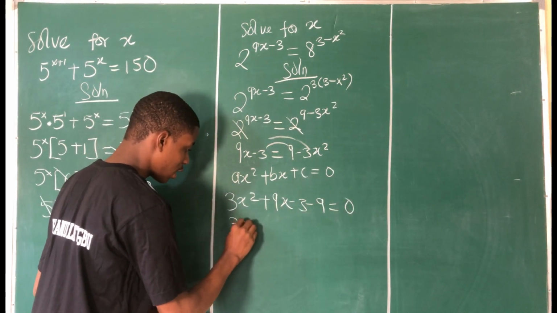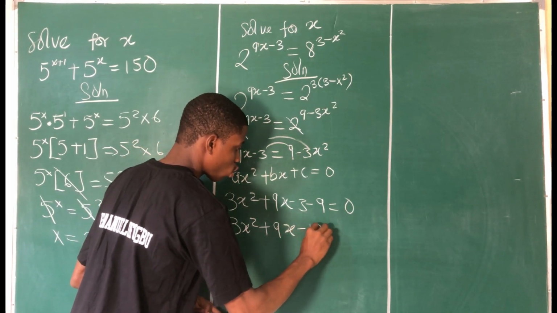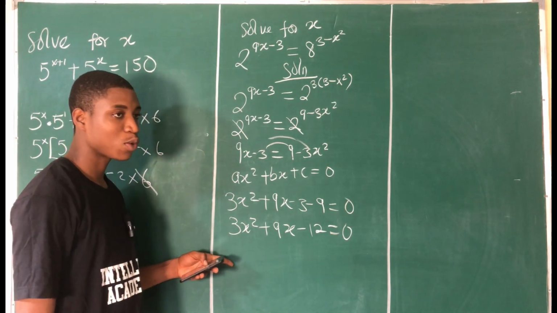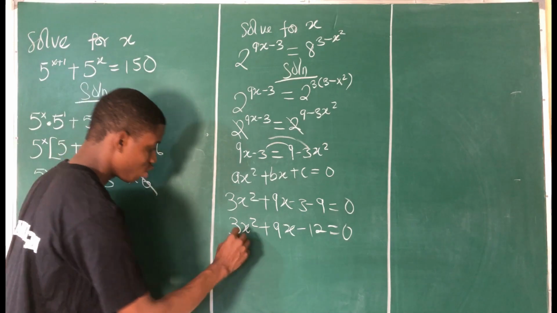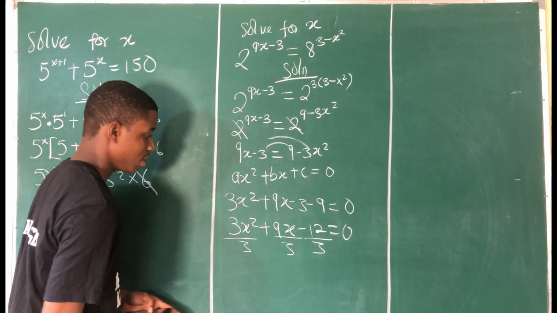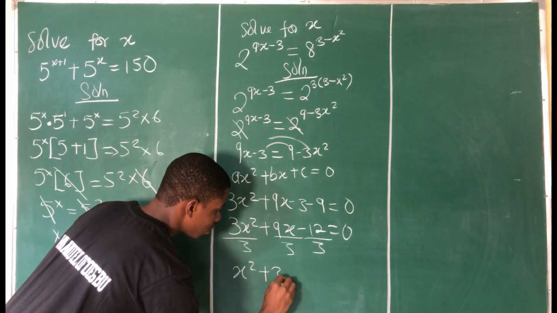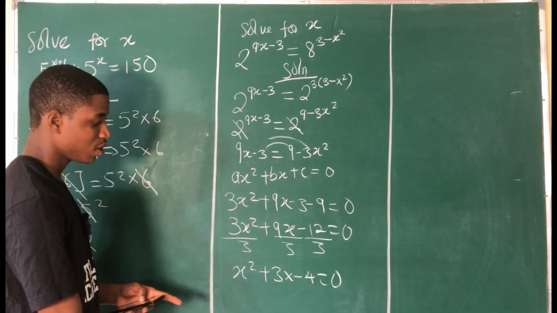So this becomes 3x squared plus 9x minus 12 equals 0. Of course, we have to reduce this quadratic equation by dividing both sides by 3. If we divide both sides by 3, this becomes x squared plus 3x minus 4 equals 0. So this is the quadratic equation.